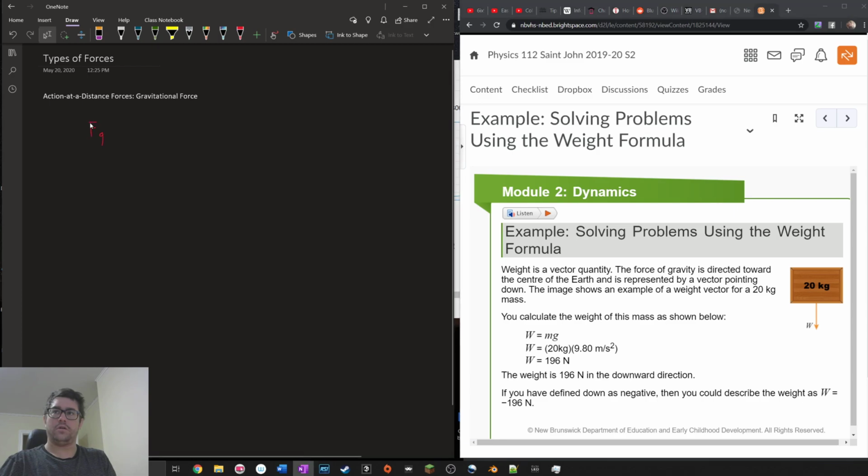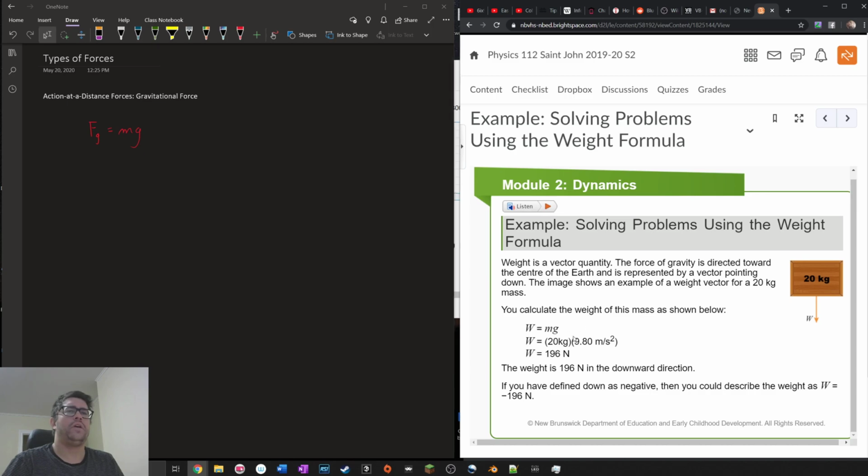So Fg will be equal to mg. This is a small g, smaller than this, just as a little note for F, right?